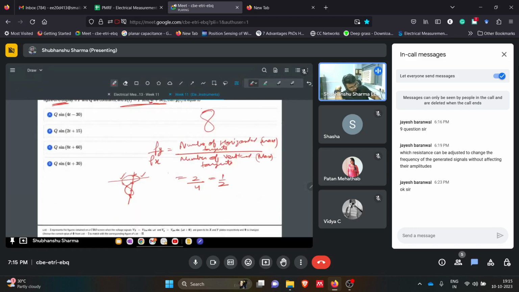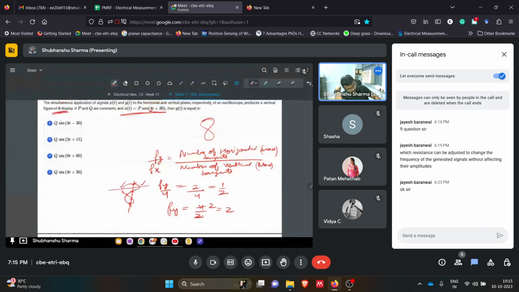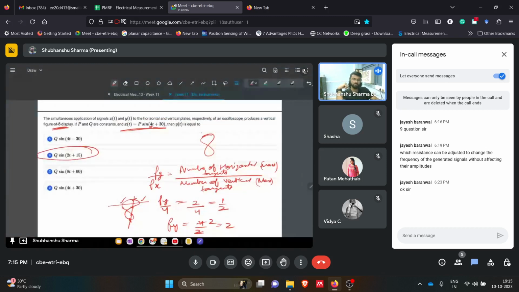Okay, so that is 4, and Fy you have to calculate. So Fy will be 4 by 2, that is 2. So only one option is there which is saying that 2 is there in that frequency ratio. So this will be the answer. So these are not the answer.